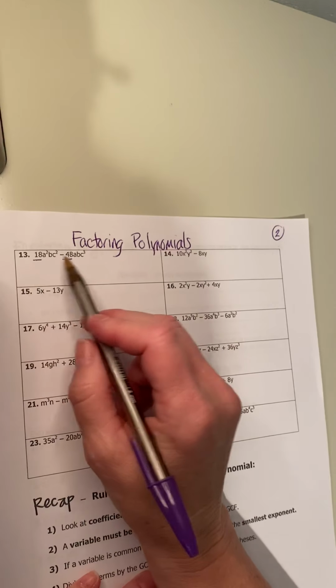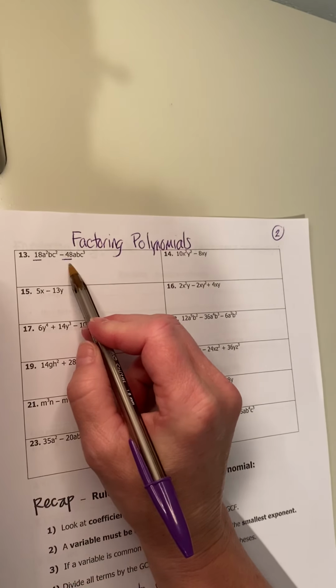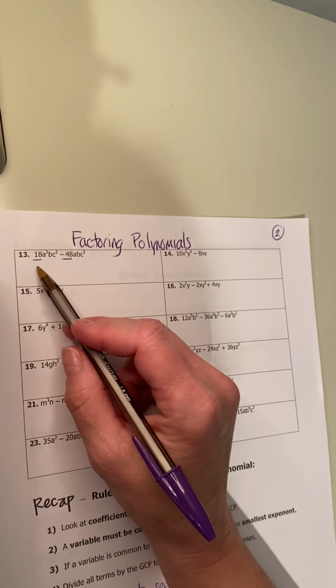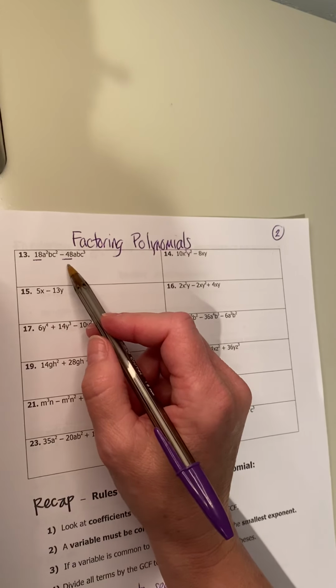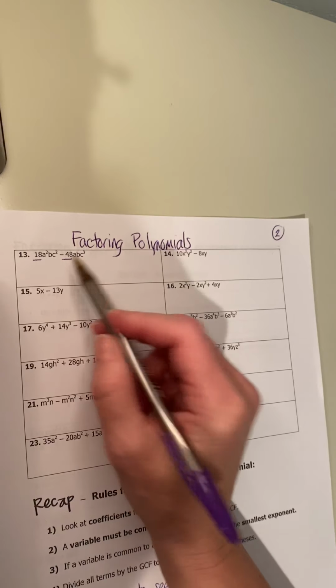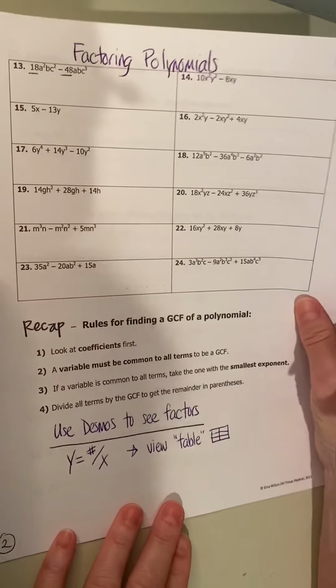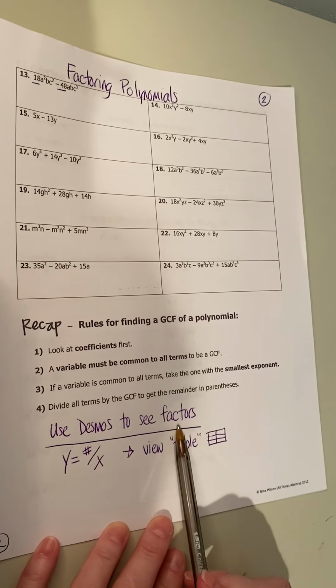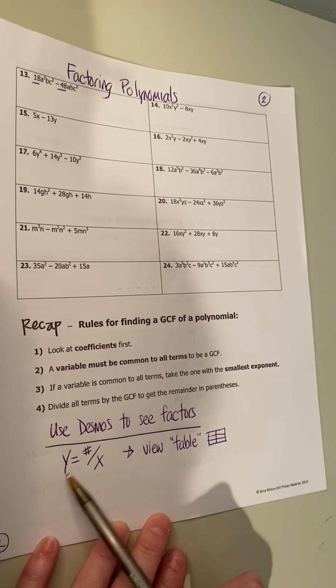Start by finding the greatest common factor of the coefficients first. Now, I know both of these are divisible by 2, but that's not the greatest common factor of both of those numbers. If you've forgotten how to find the factors on the calculator, I've written those right here. You can use your Desmos calculator to see the factors.